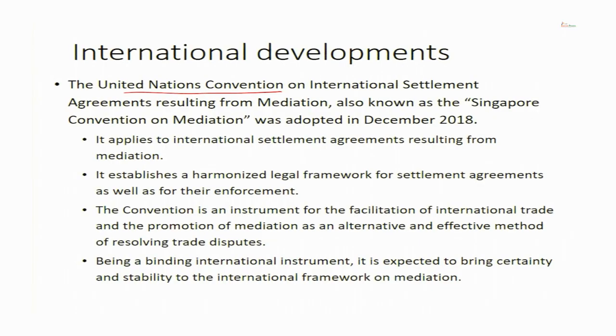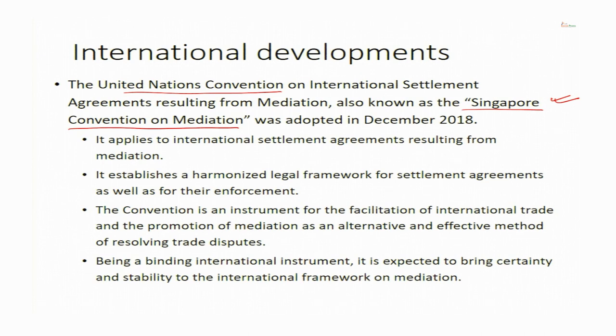Same is the case here. The United Nations Convention on International Settlement Agreements Resulting from Mediation, 2018. This is also popularly known as the Singapore Convention on Mediation. It was adopted in December 2018. We are a signatory to this Singapore Convention. We have not ratified it yet.